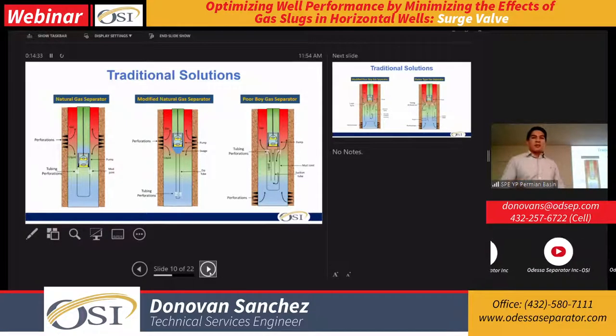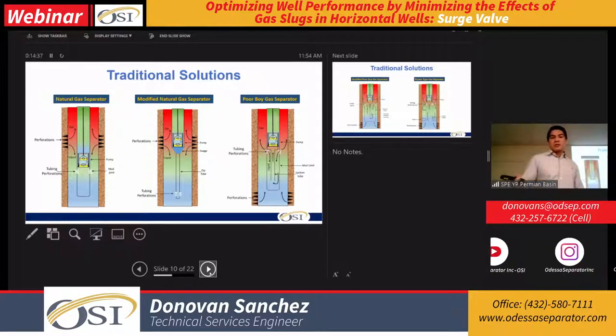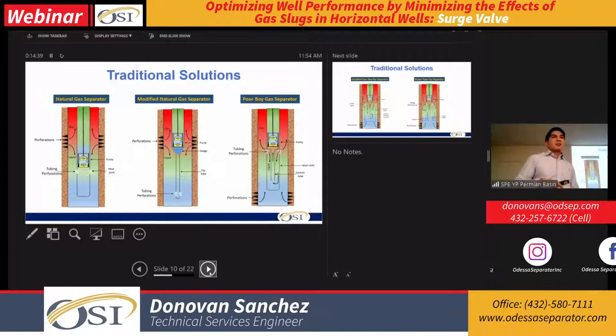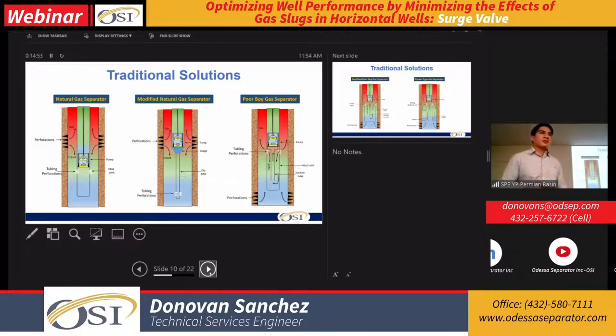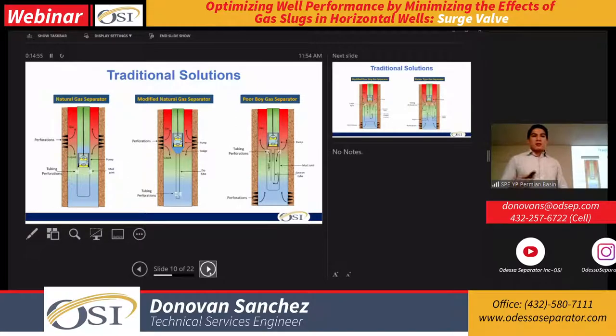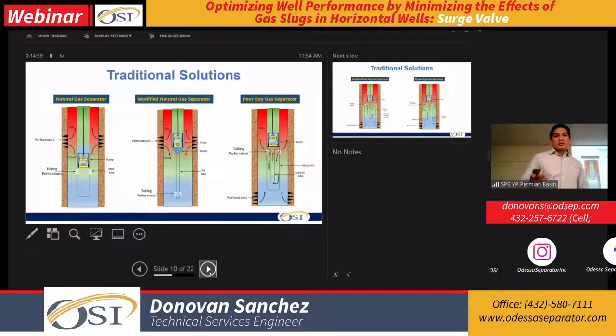So the poor boy gas separator utilizes just the regular tubing size and a dip tube inside of it. You have your perforations on your tubing above the entrance of your dip tube, because in this case, you want the fluid to change directions. And it's a little bit harder for that fluid to change directions. So even just a simple poor boy gas separator can be seen as a pretty useful tool when you can't go below the perforations.